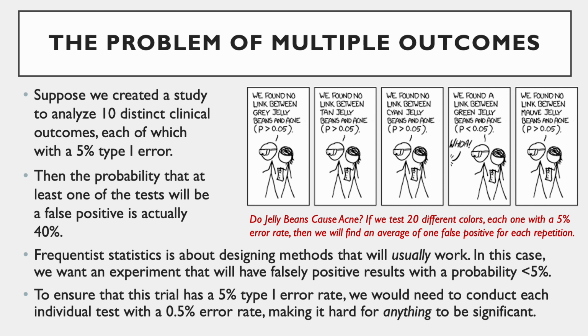And if we're trying to create a clinical trial that will probably give us a correct result, then we really won't be happy with a clinical trial that gives us a wrong result 40% of the time. So what we need to do is revise each of the error rates of the 10 tests so that the trial in aggregate only has a 5% error rate. In order to do that, we can give each one of those tests a 0.5% error rate so that the clinical trial as a whole still maintains that error rate of 5%.